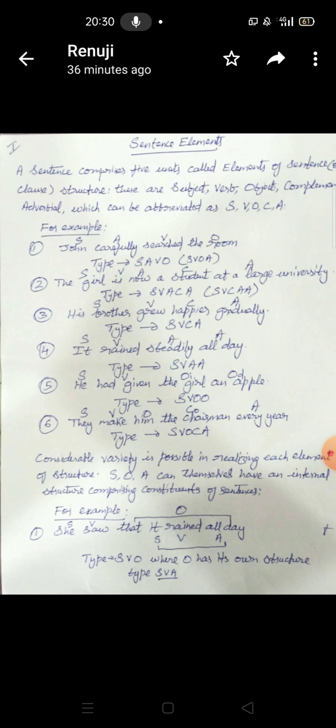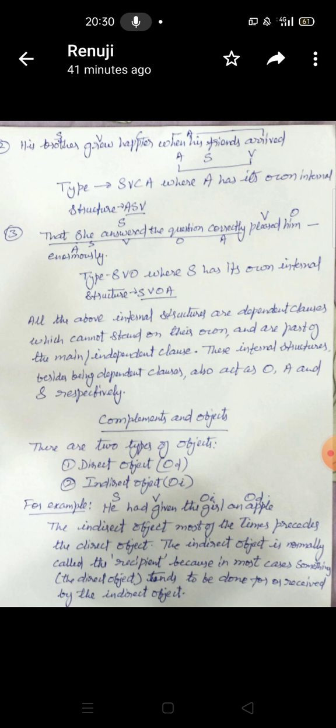Another example, his brother grew happier when his friends arrived. So again, his brother is the subject, grew is the verb, happier a complement, and "when his friends arrived" stands in place of an adverbial. Now "when his friends arrived" has its own internal structure. This complete adverbial has its own internal structure.